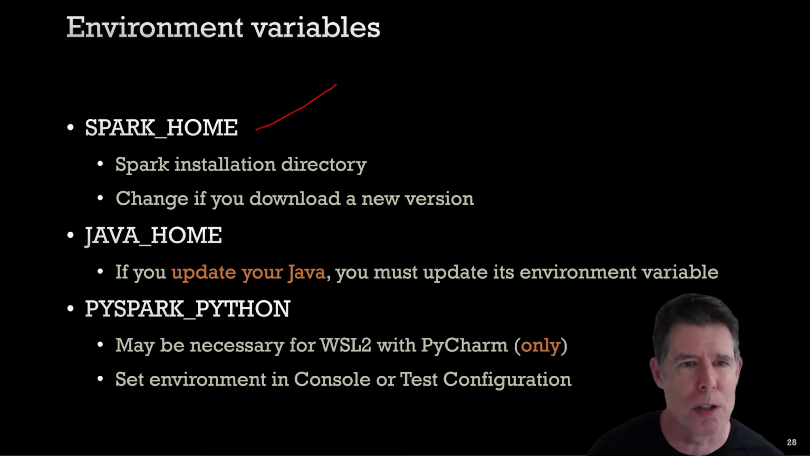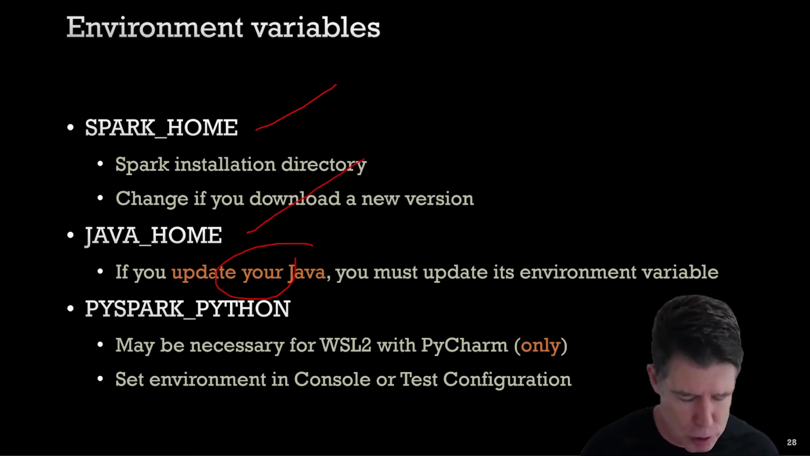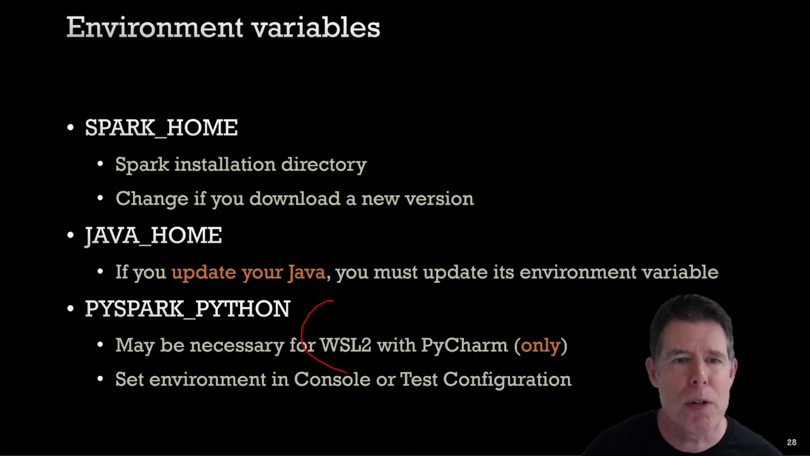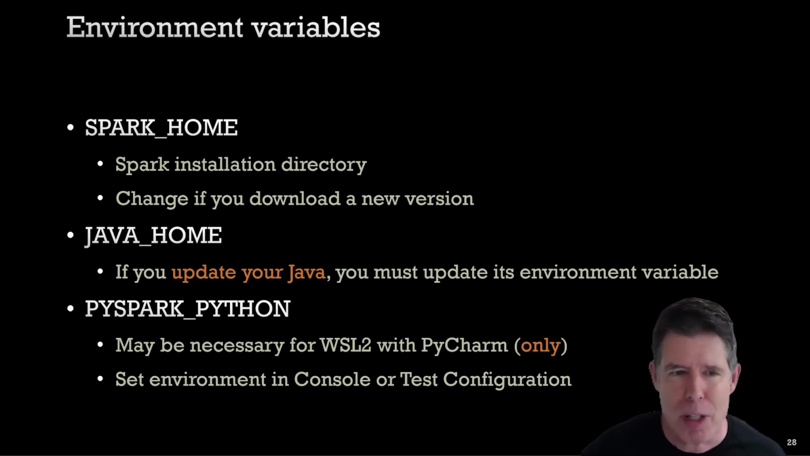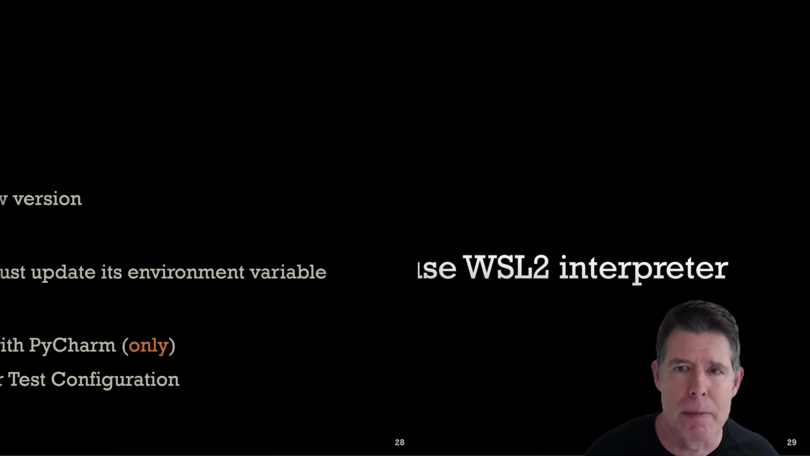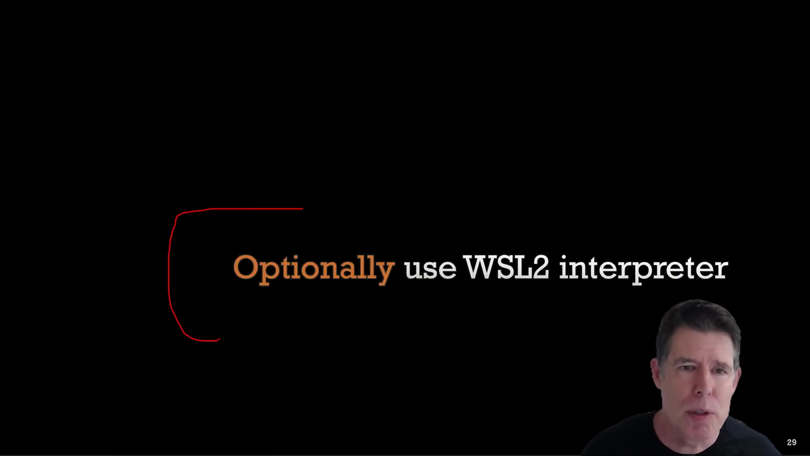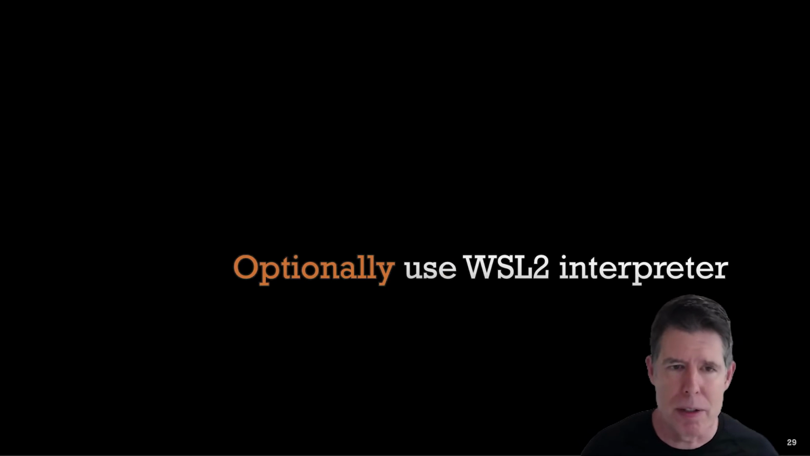Okay. So these environment variables are very important. Make sure you got the Spark home correct. Make sure Java home is correct, especially if you've updated your Java. Super important. And then if you have WSL2, you might need to have this PYSPARK_PYTHON environment variable. It's not typically necessary, but I've noticed that at least PyCharm needs to have this set properly. So that's when you're going to use this WSL2 environment on a Windows computer.